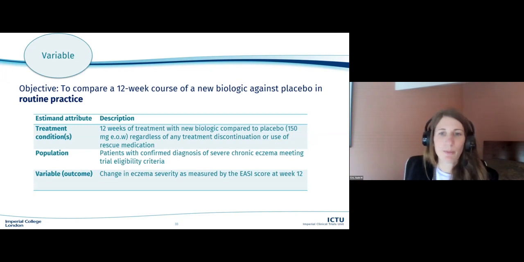Now, next we have the variable or the outcome to be collected for each patient. And this we know is the change in the eczema severity score at week 12 as measured by the EASI score. So we can add that into our Estimand description.